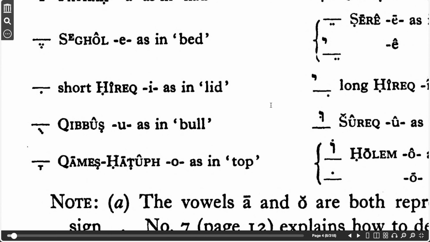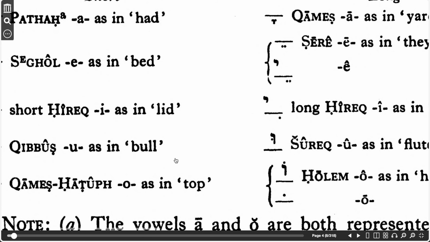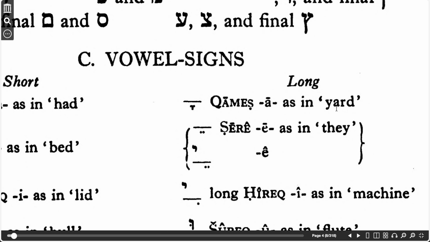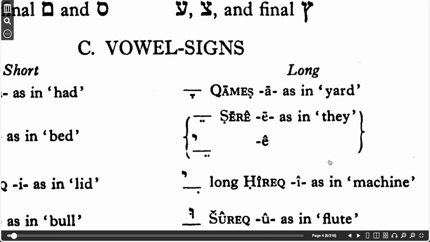And so you say, well, when do we use kamats? When is it the short o as compared to the long a as in yard? Well, we're going to look at that after we finish going through just these vowel charts. There's some things that we'll be talking about, and I'll mention that. Okay. So for now, just know that there is a long vowel.